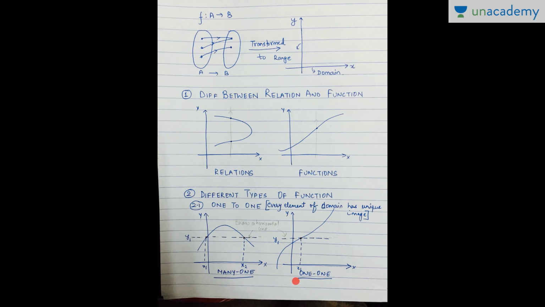Moving on, here x1 gives me y1, and so every image will have a unique element in the domain. Hence this is a 1-1 function. The basic funda is you draw a horizontal line. If it intersects twice, that means it is a many-one function. If it intersects only once, that means it is a 1-1 function.